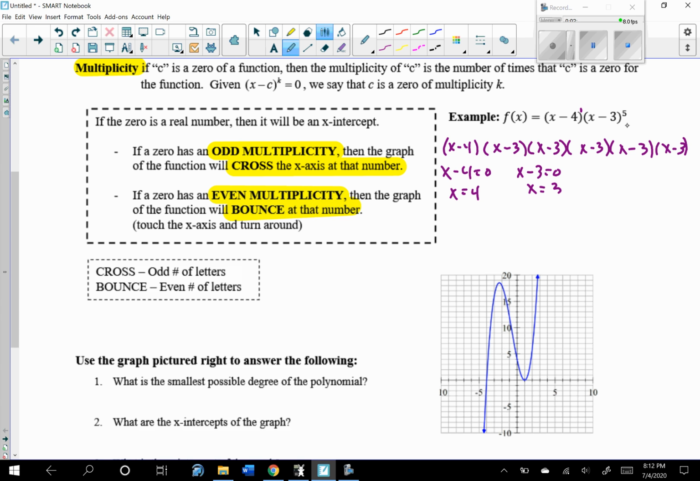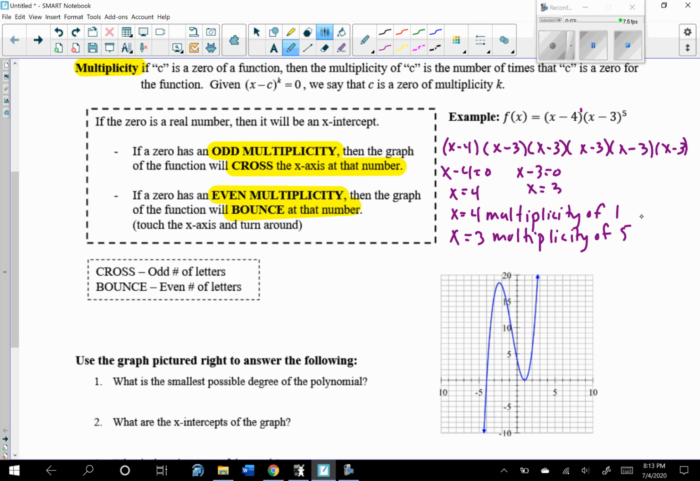So that's what we were saying up here, given that x minus c to the k power, we say that c is a multiplicity of k. It just means how many times it is occurring in the equation. As you can see, this x minus 3 occurs 5 times, so it's a multiplicity of 5, and x equals 4 is just a multiplicity of 1 because it only occurs once. So x equals 4 is a multiplicity of 1, and x equals 3 we say is a multiplicity of 5 because that 0 occurs 5 times.